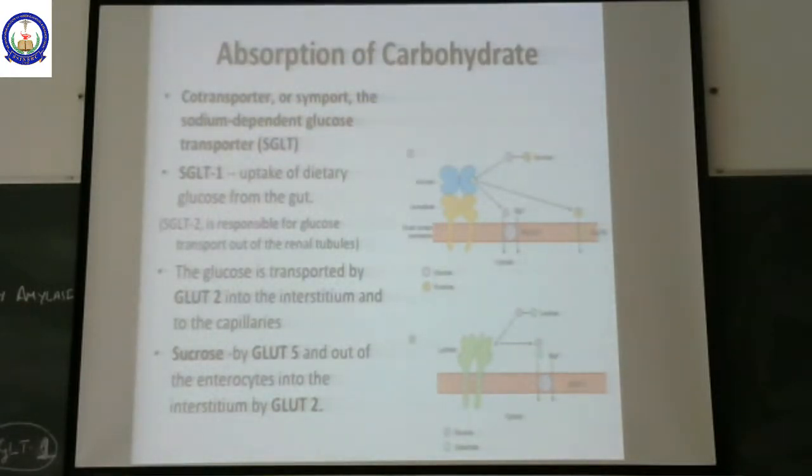Now, this glucose has to reach the bloodstream. So, this is the bloodstream.